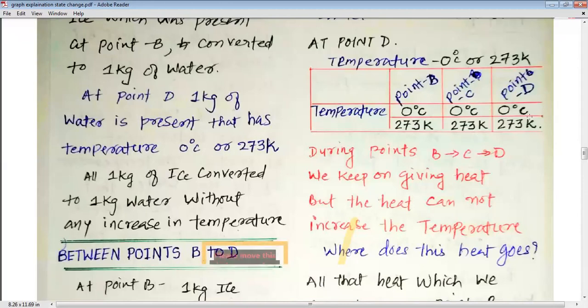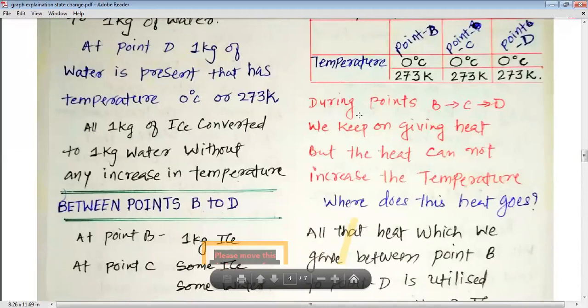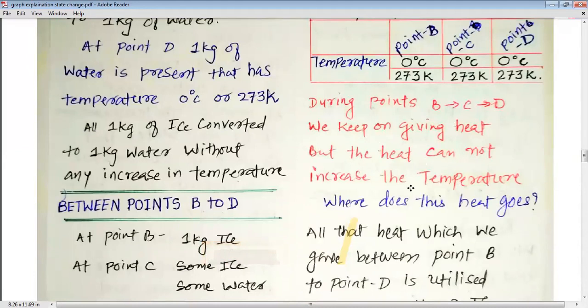And at point D, we have 1 kg of water. At point B, we had 1 kg of ice. So from point B to point C, 1 kg of ice is completely converted into 1 kg of water without changing any temperature. Between point B and point D, the temperature does not change. During points B to C to D, we keep on giving heat, but the heat cannot increase the temperature.